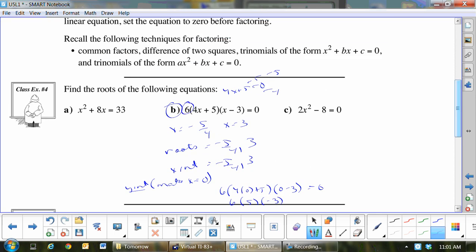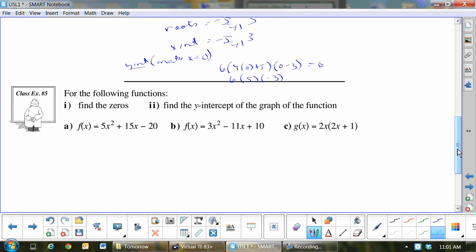Where did I put the 6? Look. Yeah. That's why it's confusing. Okay, so 6 times 5 is... What's 6 times 5? 30 times negative 3? 90. You know what's the cool thing about when you find the roots and the y-intercept? How you know if you got it right? You graph it.